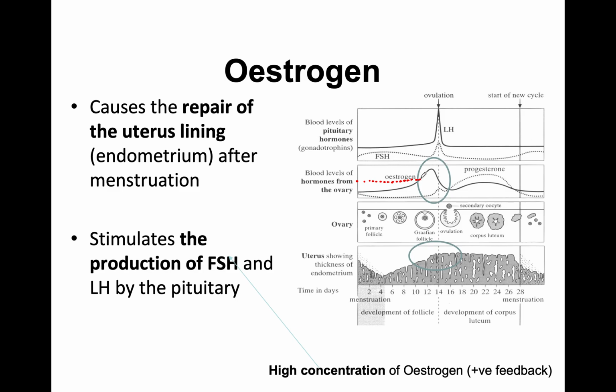Once it reaches this critical concentration, there is a positive feedback and the concentrations of FSH and LH will increase. Down here we can see the uterus lining, the endometrium, increases in thickness as the concentration of the estrogen also increases.